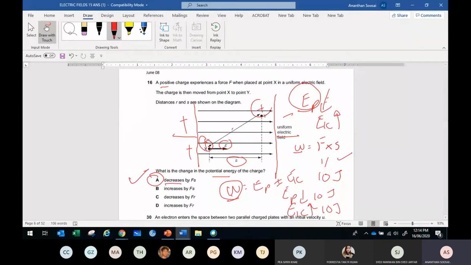Why? How do you know it decreases? Because the positive charge gets closer to the negative plate. So unlike charges are attracted, so the kinetic energy has to become greater. Potential should drop. How much work is done by the field? Any questions from here? Okay, I go to the next one.